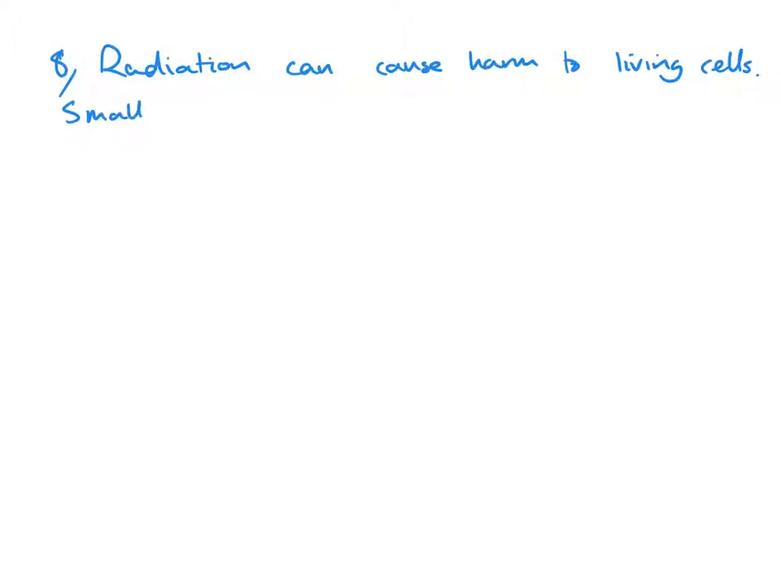Okay, so number 8 is the idea that radiation can cause harm to living cells. And I'm not really defining yet what I mean by smaller levels. We'll go into that. Right.